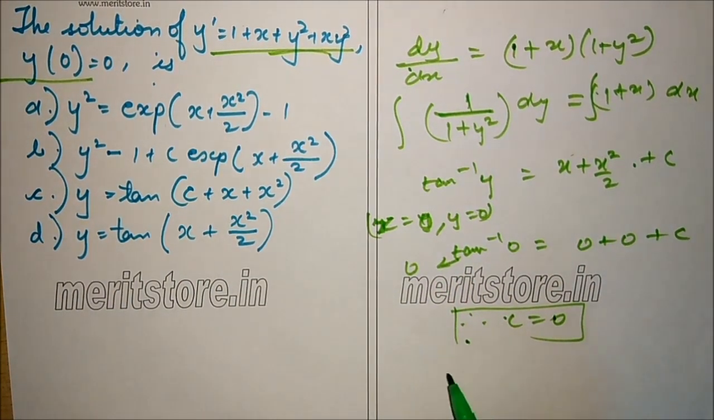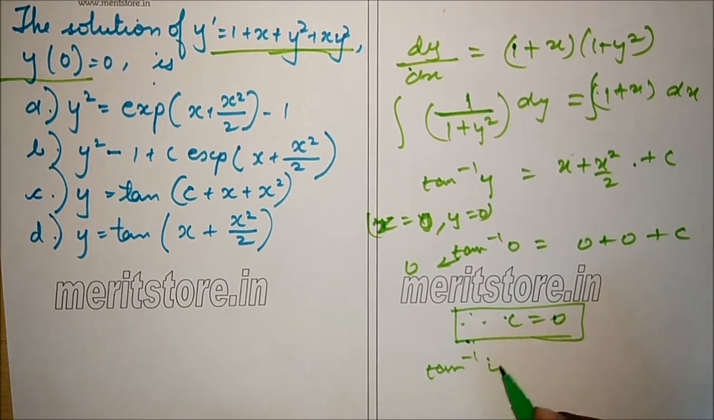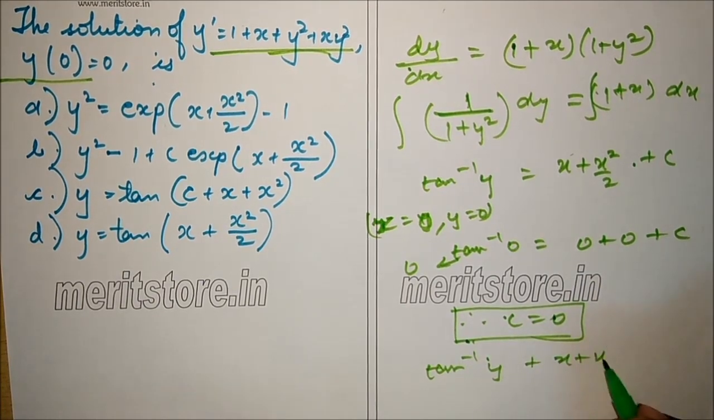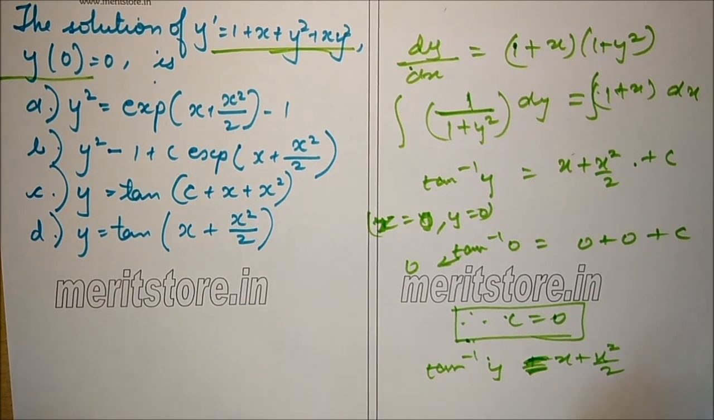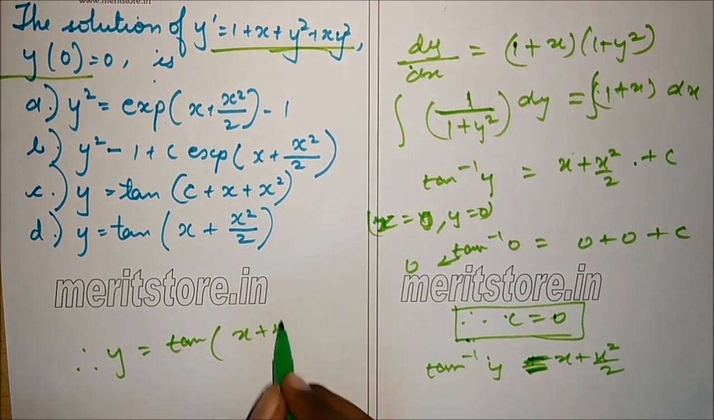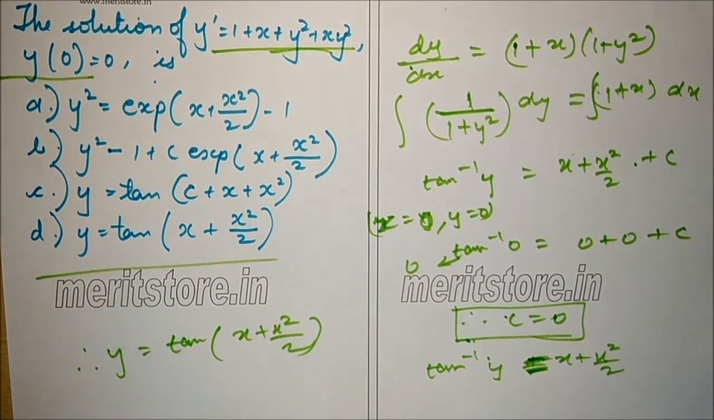So the particular equation with the value of c will be tan inverse of y is equal to x plus x squared by 2, since c is 0. So tan inverse of y is x plus x squared by 2. Therefore y will be equal to tan of x plus x squared by 2, which is option D.